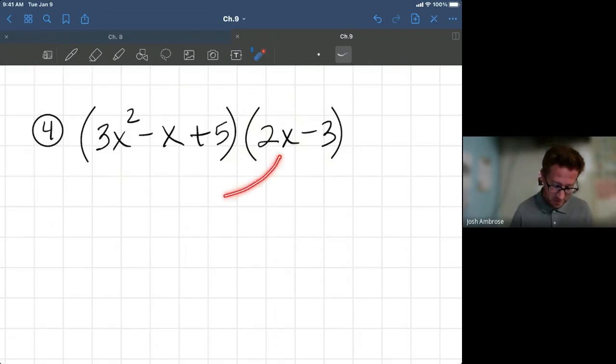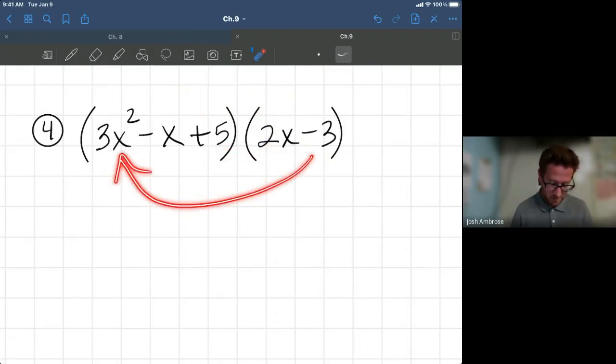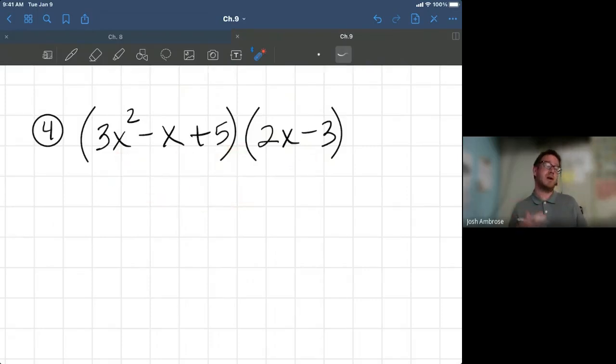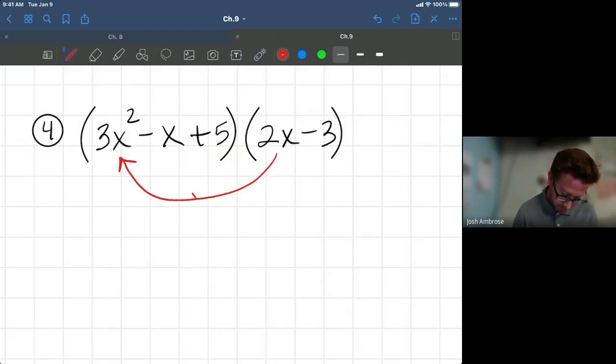So you could take 2x and go here, here, and here. Then you could take -3 and go here, here, and here. You could do that. So I'm going to show you that direction just so you can see either direction. It doesn't matter. You just need to make sure that everything gets distributed to everything on the other side. All right, so let's do that. So 2x is going to go here, here, and here. All right, so 2x multiplied by 3x squared.